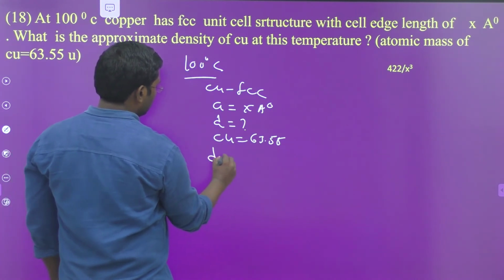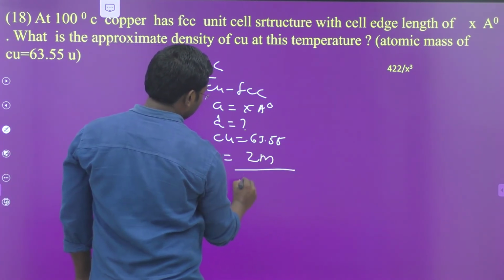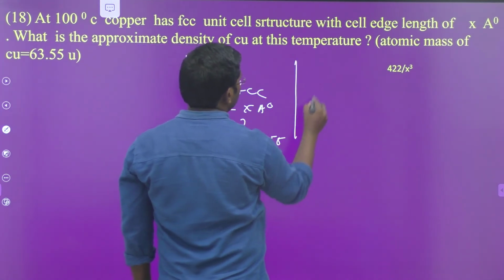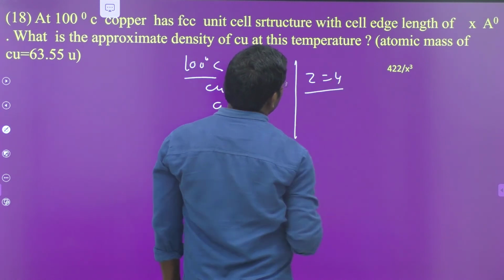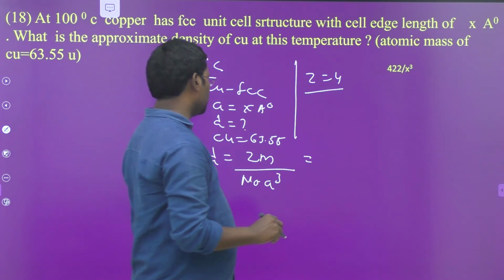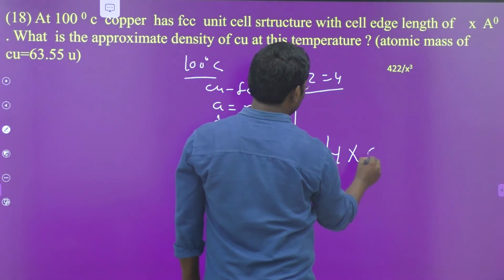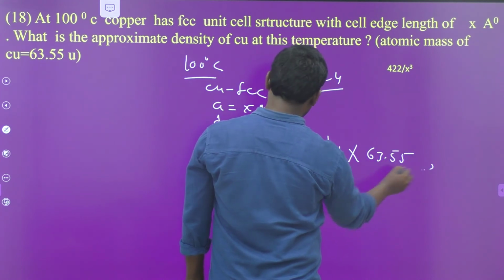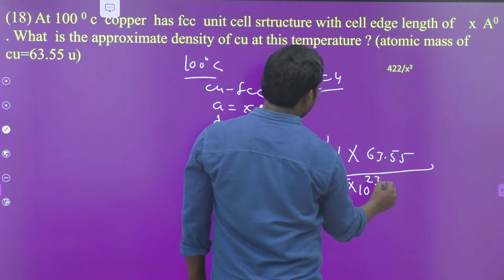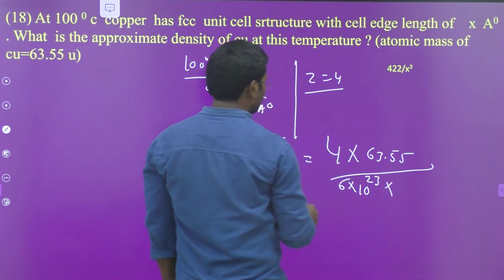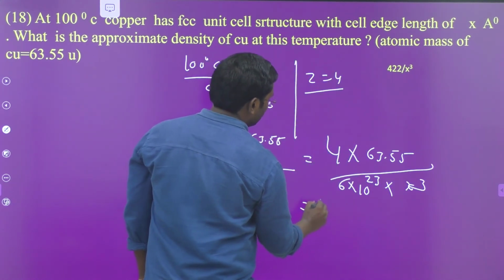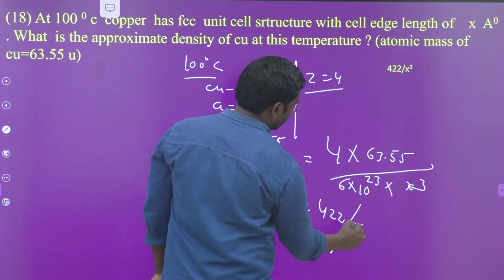D is equal to ZM by N0 A cube. Z means total number of atoms. In FCC, total number of atoms is 4. In simple cubic structure, total number of atoms is 1, in FCC 4 and in BCC 2. Therefore, 4 into molar mass 63.55 by Avogadro number 6 into 10 power 23, and edge length A is equal to x angstroms, therefore x cube. So it gives rise to 422 by x cube.